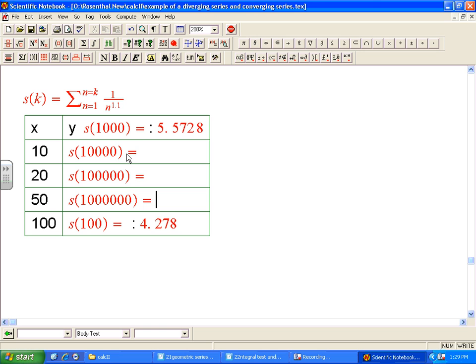Okay, so let's do S of 10,000. If you add up the first 10,000 terms, let's see what it gets. That was actually very quick. How about this one? S of 100,000. Okay, oh, no, it didn't take that long. 7.4. A million. Here we go. It didn't even show the waiting sign.